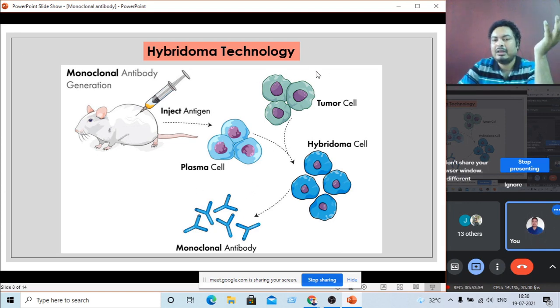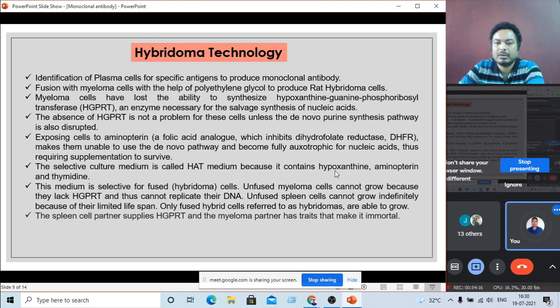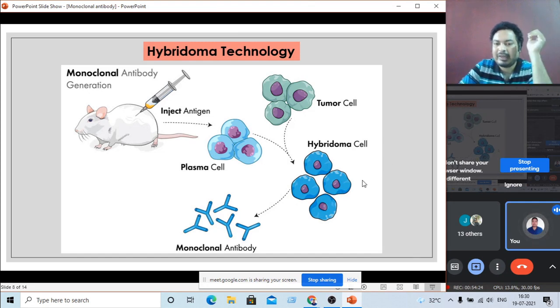They may remain as myeloid cells. Okay, we do not know which cells are hybridized, so we have to select those cells that are hybridized. These cells are essential, and these cells are not essential. We need only the hybridized cells. So how can we select? For the selection procedure, we apply the HAT medium, which means hypoxanthine, aminopterin, thymidine medium. In this medium, all the hybridoma cells are put.